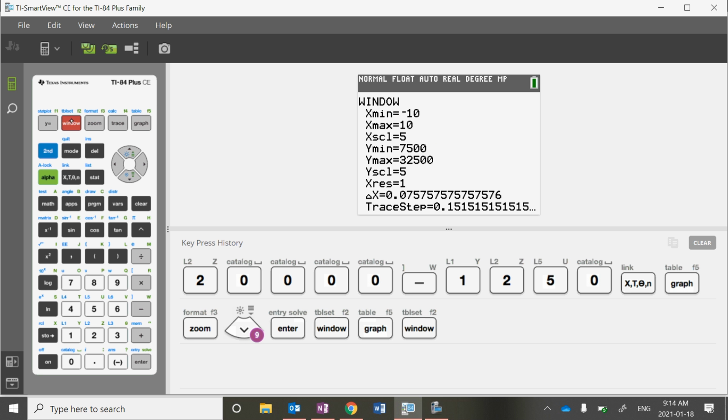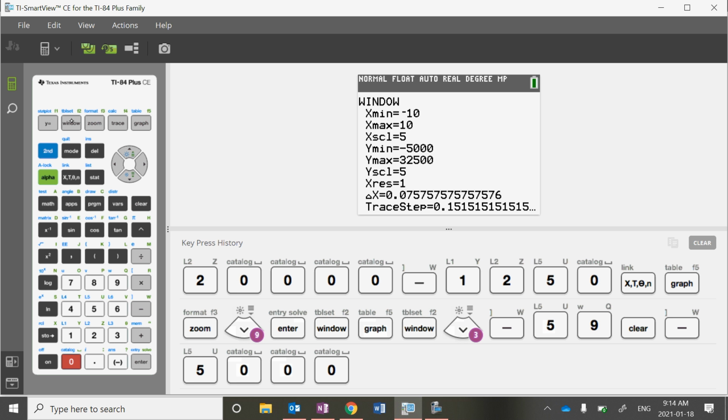So I go to my window settings, and I'm going to change my Y minimum. Right now, the minimum value they have for Y is positive 7,500. So they're not actually showing me the x-axis at all in here. So if I go down here and make this negative 5,000, it's going to go past my x-axis so that way I can see the point where it crosses it.